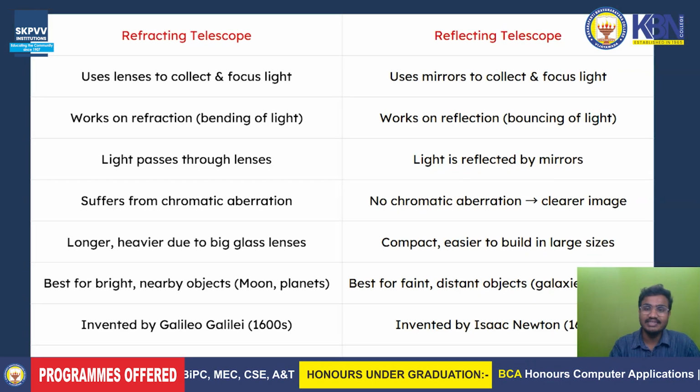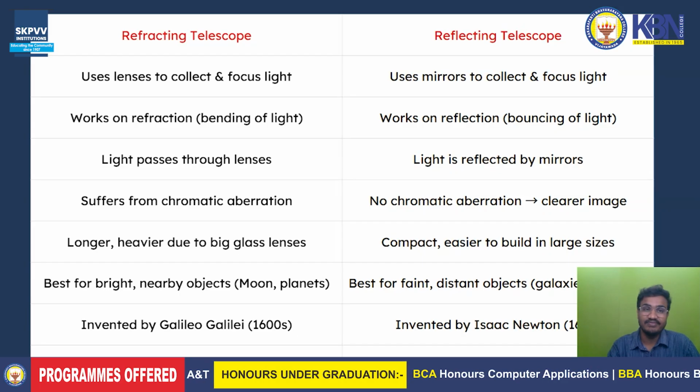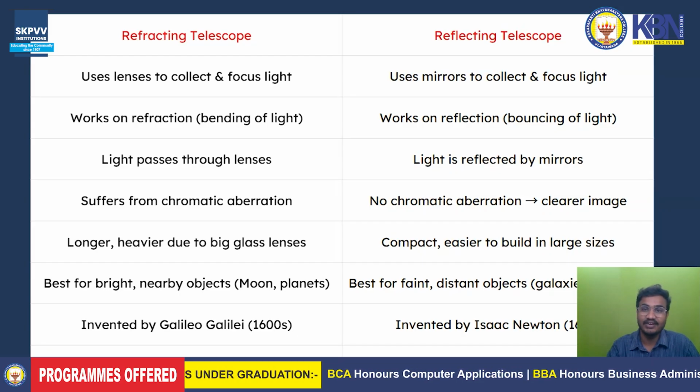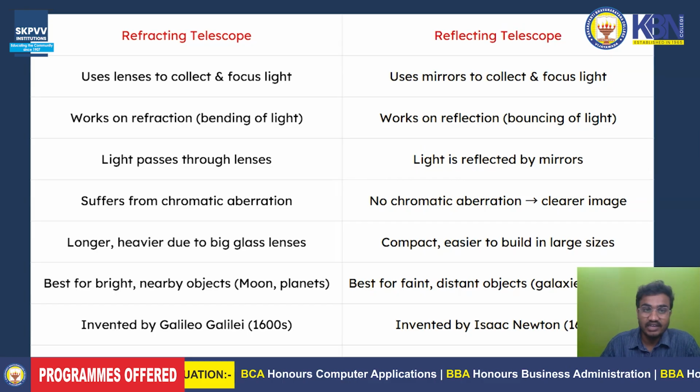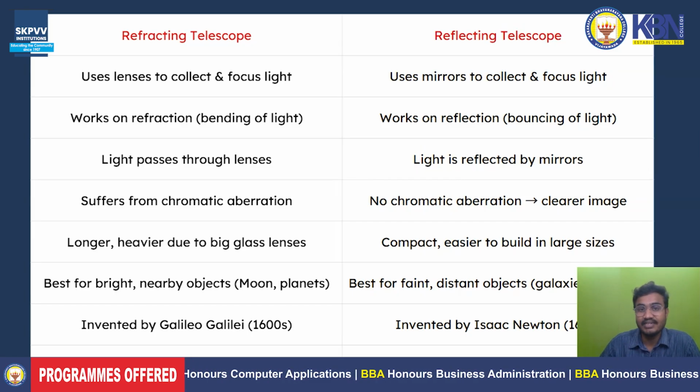Now, what are the major differences between these two, refracting and reflecting telescopes? In a refracting telescope, we often use lenses, but in reflecting telescopes, we use mirrors to collect the light. Okay, a refracting telescope works on the phenomenon of refraction, and on the contrary, a reflecting telescope works on the phenomenon of reflection.